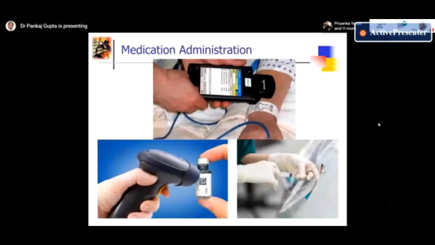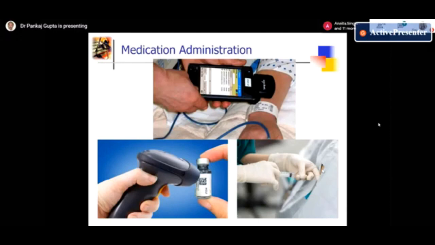At the time of medication administration, the nurse will carry it to the patient. The nurse will scan the wristband, which also has a barcode, the wristband of the patient, and the system will match the wristband with the identifier of the patient for which the order was given. Only then will the system allow the nurse to do the administration of the medicine.